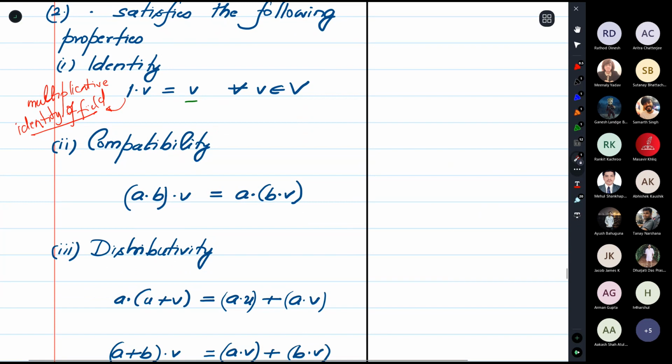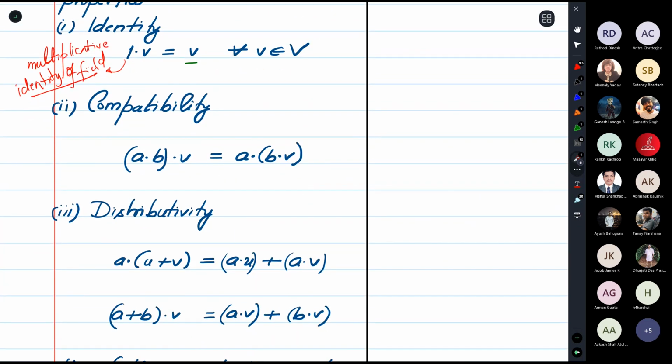Similarly, we require that this compatibility property also holds. So compatibility means that, notice that here there are two dots. So this dot over here is the multiplication in the field, right? Whereas this is the multiplication, or the scalar multiplication operation, defined in the context of the vector space, right?